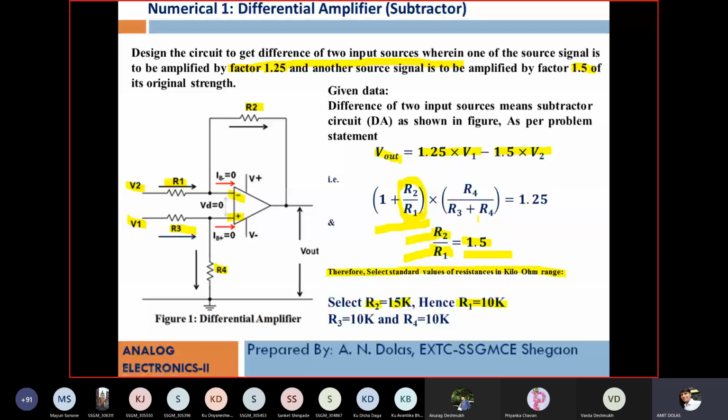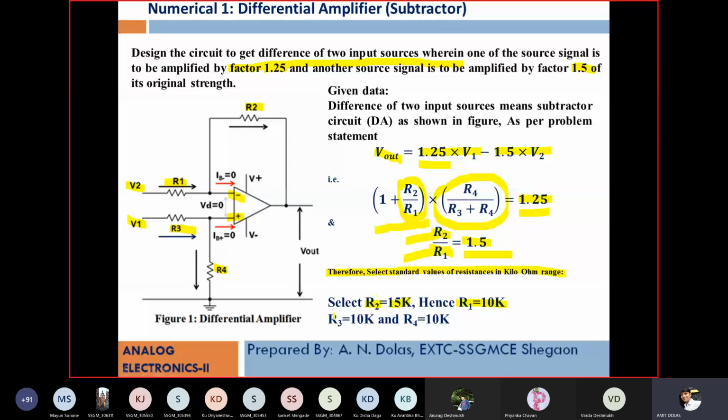Of course, to get the multiplication factor for V1 equal to 1.25, we have to multiply 2.5 into 0.5, that will be 1.25. So this complete ratio, that is R4 upon R3 plus R4, must be 0.5. So obviously it will be 0.5 if R3 equals R4.